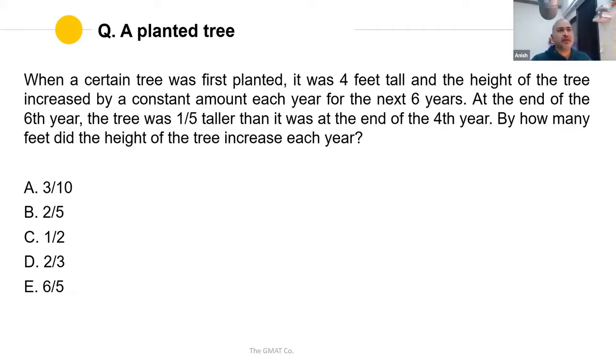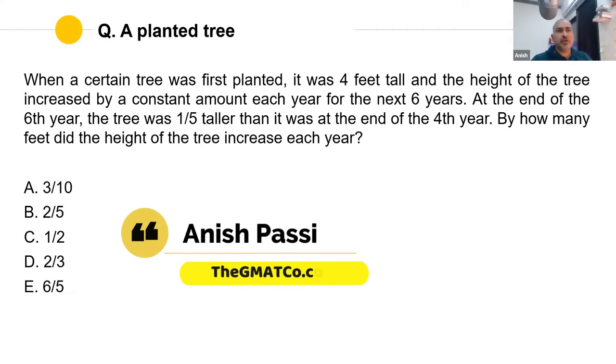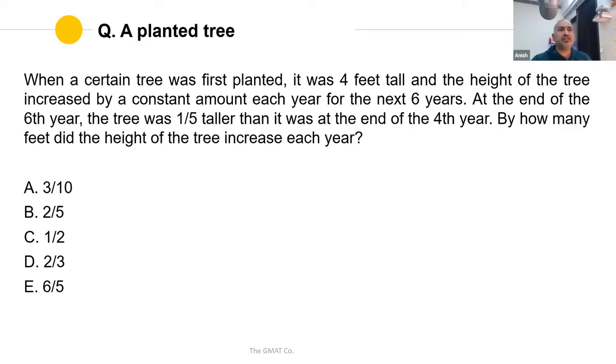When a certain tree was first planted, it was 4 feet tall, and the height of the tree increased by a constant amount each year for the next 6 years. Increased by a constant amount. What does this phrase mean? Increased by a constant amount?